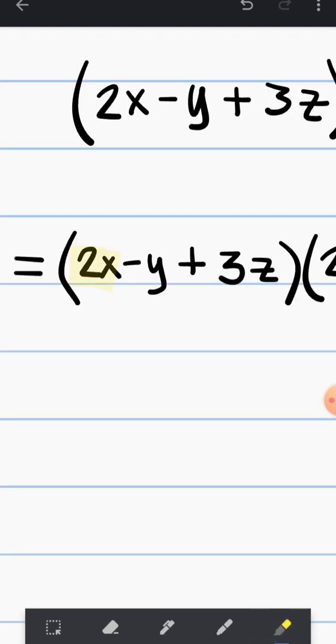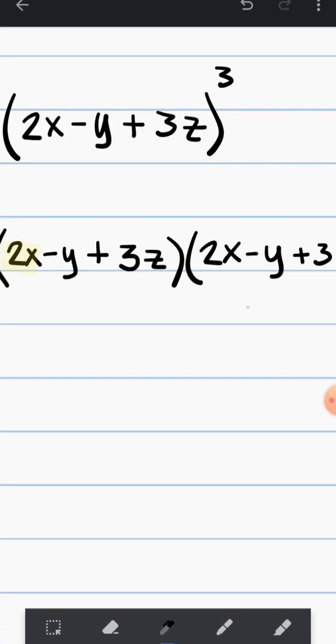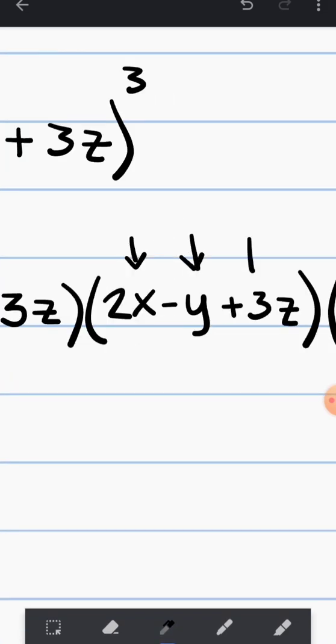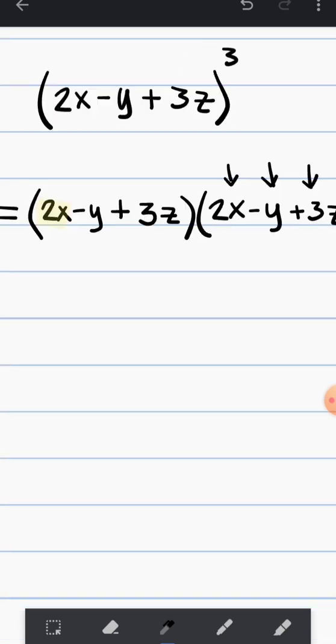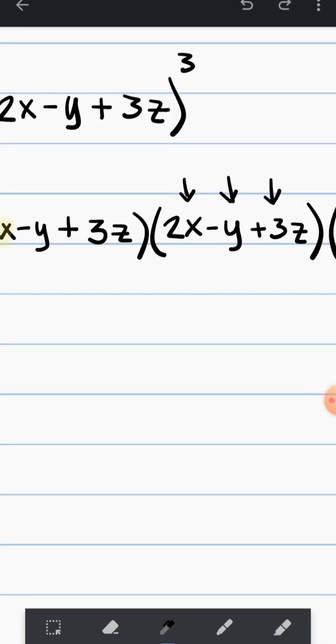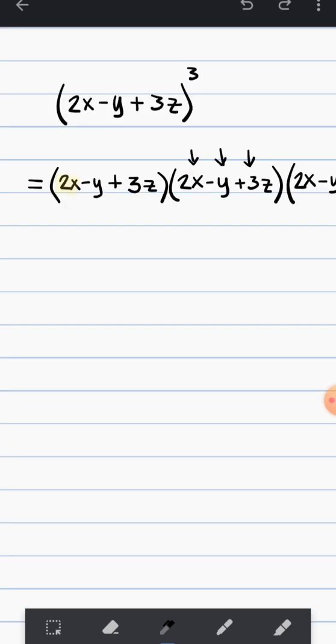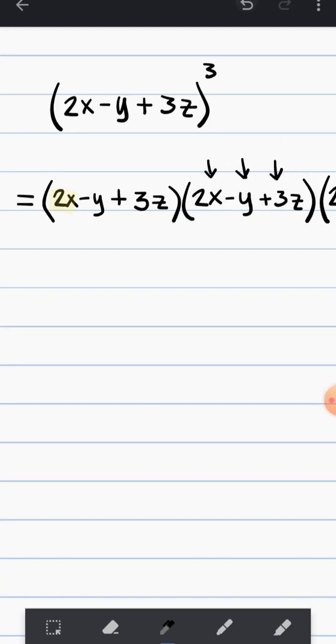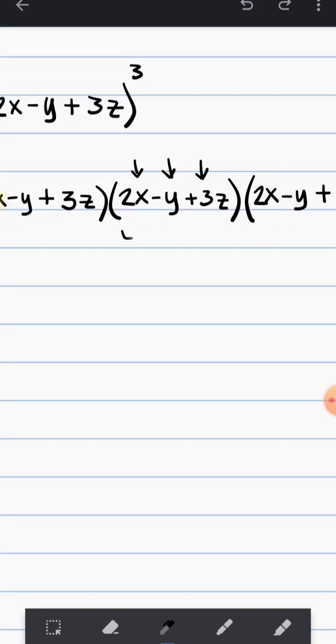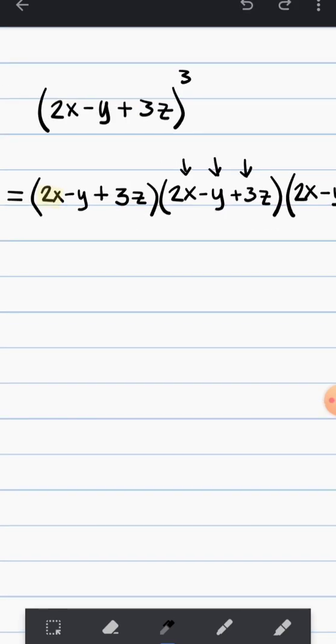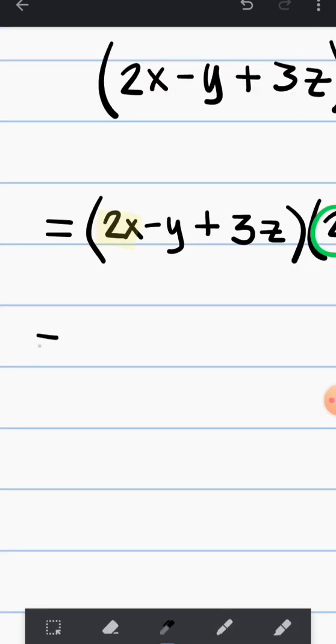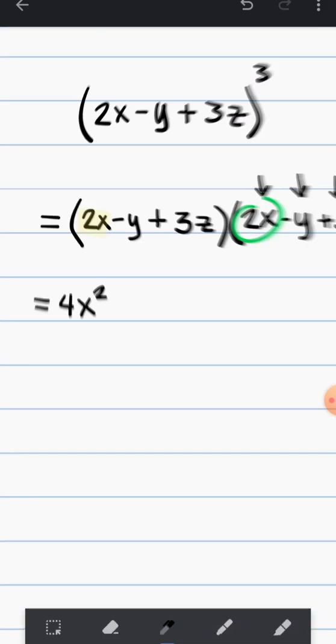So you have to distribute this 2x to these terms. And then negative y to these 3 terms. And then 3z again to these 3 terms. So just like that, it's basically a matter of distribution and multiplication term by term. So here, if we multiply 2x to each term in this parenthesis, we'll have 2x times 2x, that's going to be 4x squared.